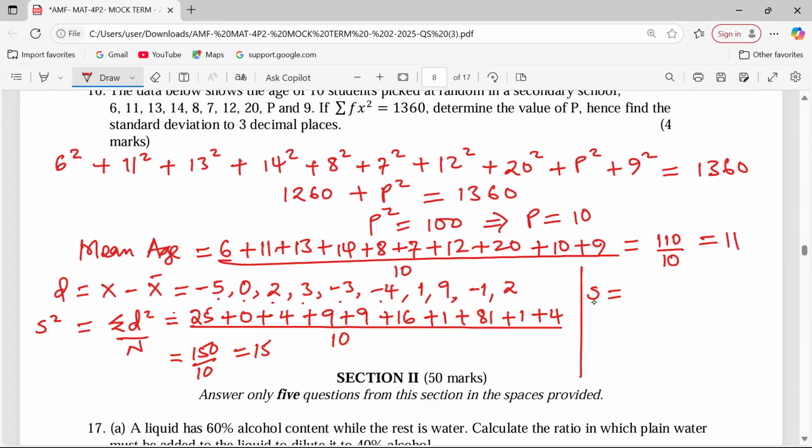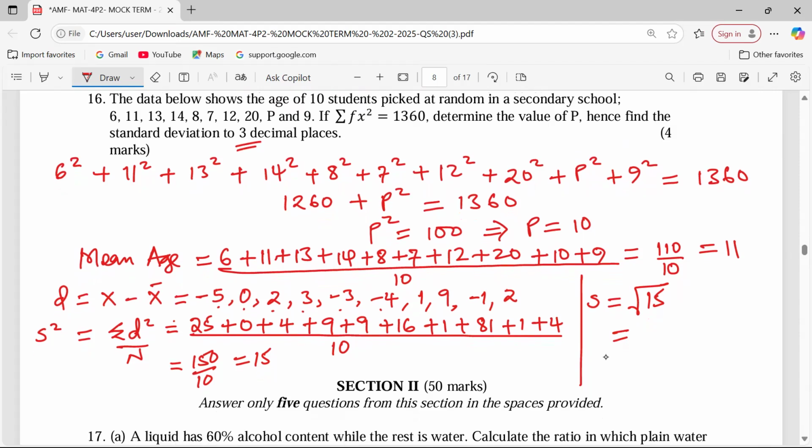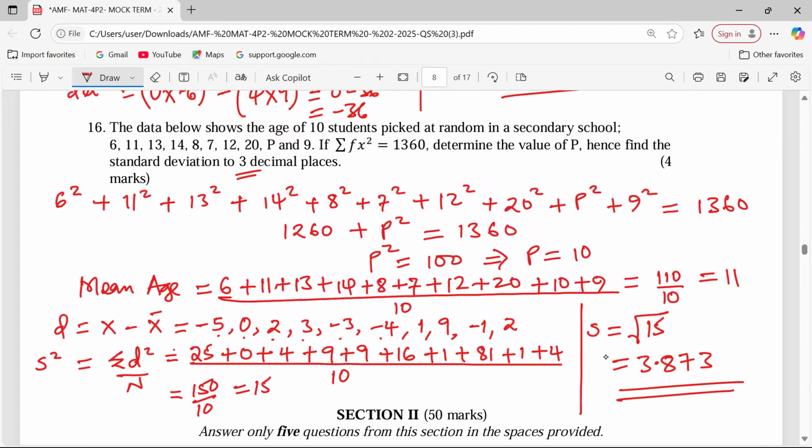If 15 is variance, ladies and gentlemen, I can talk about S. S is now the standard deviation. How do we get standard deviation? Standard deviation is given by the square root of variance. So the square root of 15. And according to instructions, we are told to give 3 decimal places, which is 3.873. So this is now our standard deviation, the square root of variance. So we have everything in that particular question.